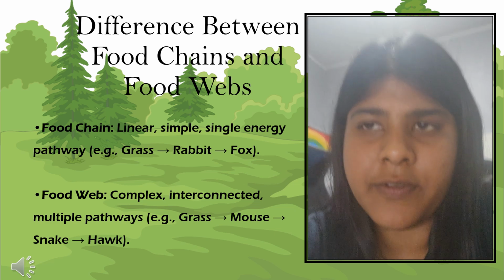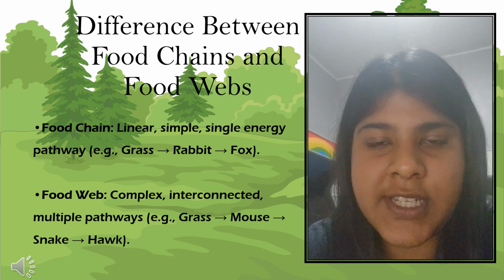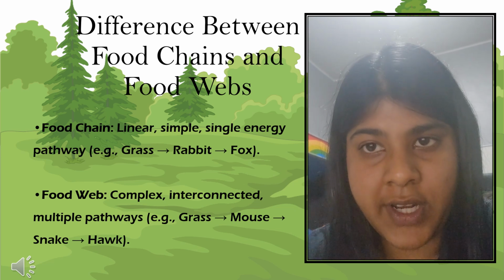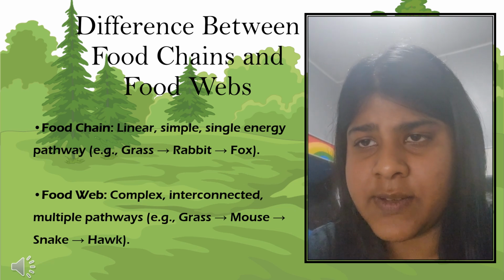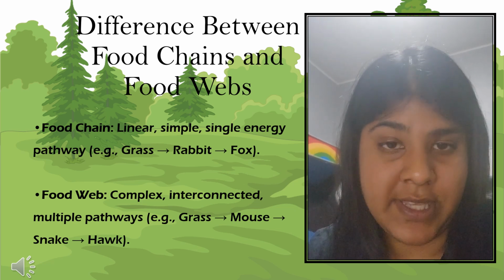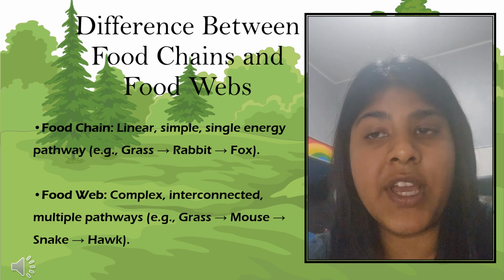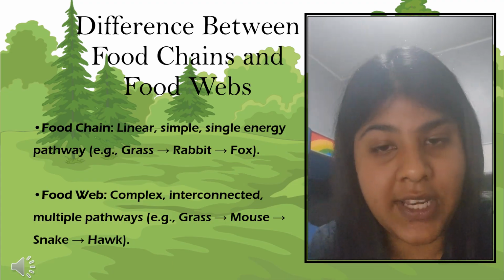An example of a food web could be: the grass is eaten by the rabbit, and the rabbit is eaten by a fox, which is a food chain. And then you get another food chain if the grass is eaten by the mouse, and the mouse is eaten by the snake, and the snake is eaten by a hawk. And then you get another pathway if the rabbit is just directly eaten by the hawk.